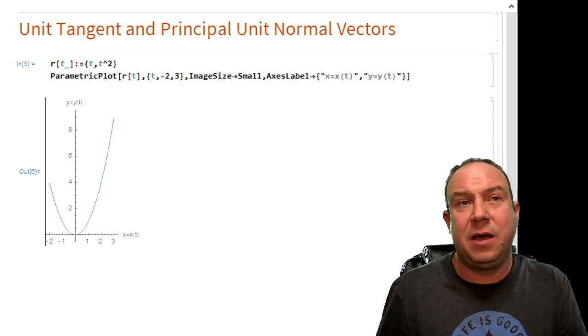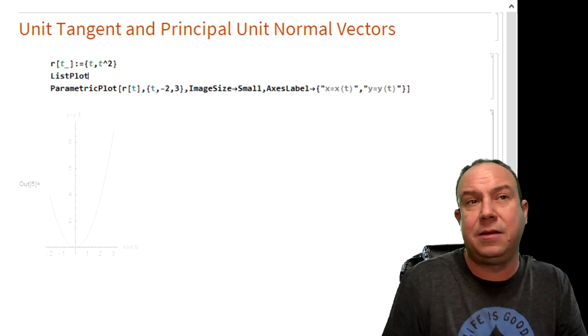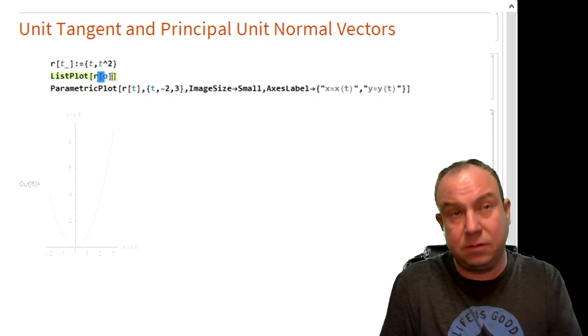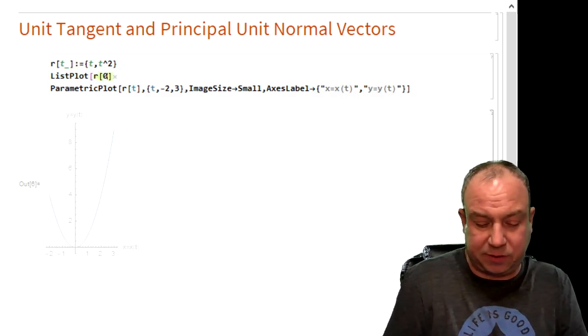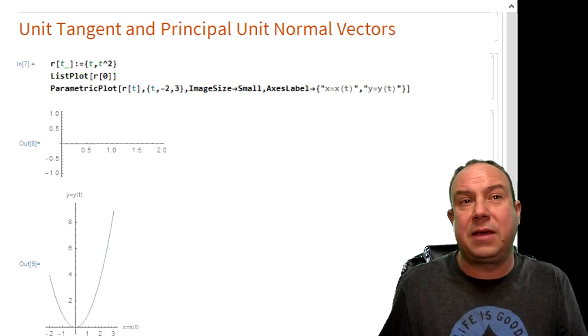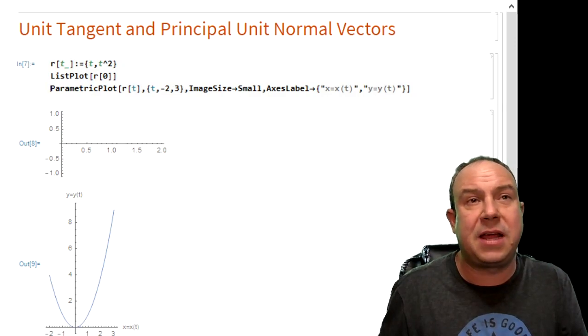If we wanted to plot a point on this curve, certainly we could do a ListPlot. And maybe we plot r of 0. Gotta get 0 in there, not O. That would make a ListPlot. We don't quite see the ListPlot, and I've got to be careful here how I put that in.